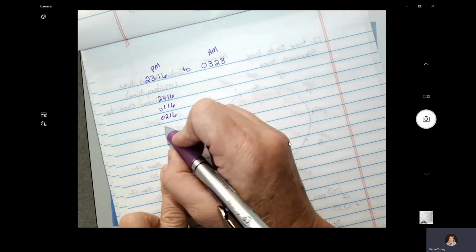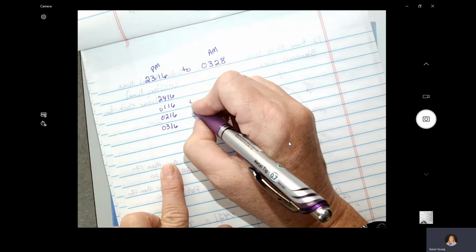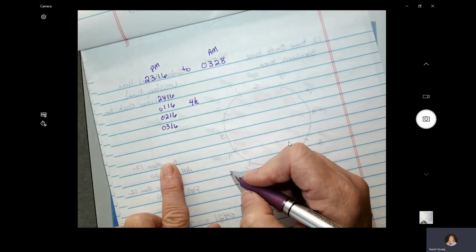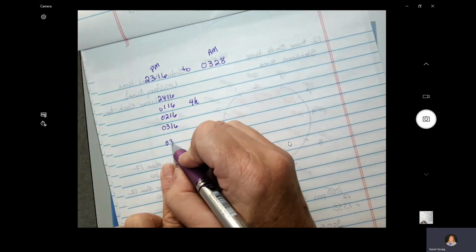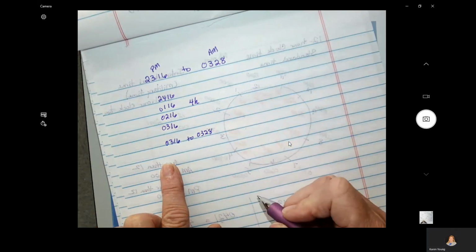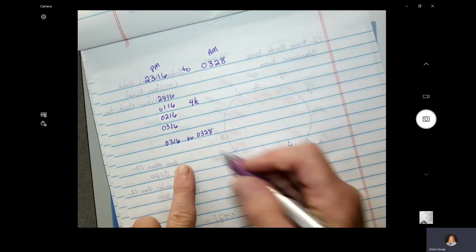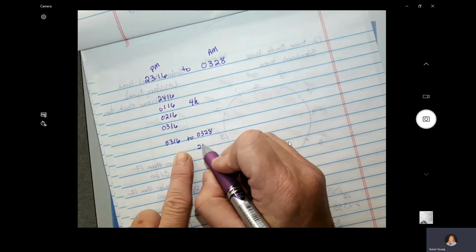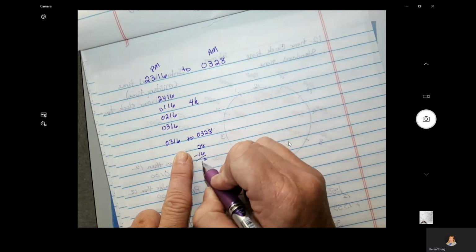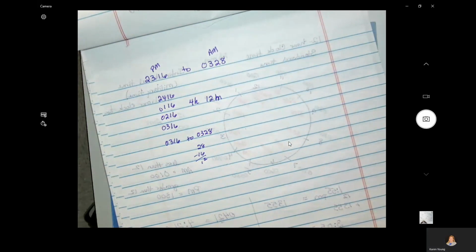28 is greater than 16, so I can say 03:16. That's 1, 2, 3, 4 hours. Well, there's my hours, but I've got to go from 03:16 now to 03:28. How many minutes do I have? Is it 12? Because 28 is greater than 16, so I do 28 minus 16. So I've got 4 hours and 12 minutes. Sometimes you've got to do this, it's called elapsed time. How much time has gone by?